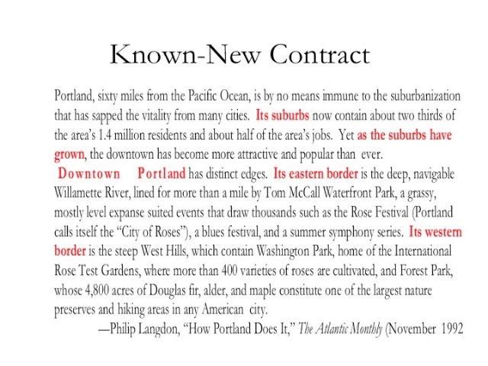This passage from Philip Langdon's article, How Portland Does It, contains a lot of known new contract moves. I've marked them here in red. Its suburbs leans back into the statement about suburbanization. As the suburbs have grown, leans back onto the idea that the suburbs are increasing. The phrase downtown Portland bounces off of the previous sentence's downtown, so on and so forth. What's great about this style is that it works with a reader's knowledge to make things clear and to create a sense of propulsion.